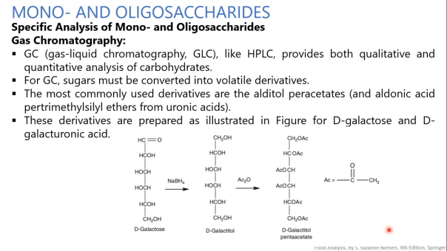Then next one is gas chromatography. So the word itself indicates that this particular chromatography is associated with gas as a mobile phase. So like HPLC, it provides both qualitative and quantitative analysis of carbohydrates. So for GC, sugar must be converted into volatile derivatives. So this is the most important aspect whenever we differentiate HPLC and GC.